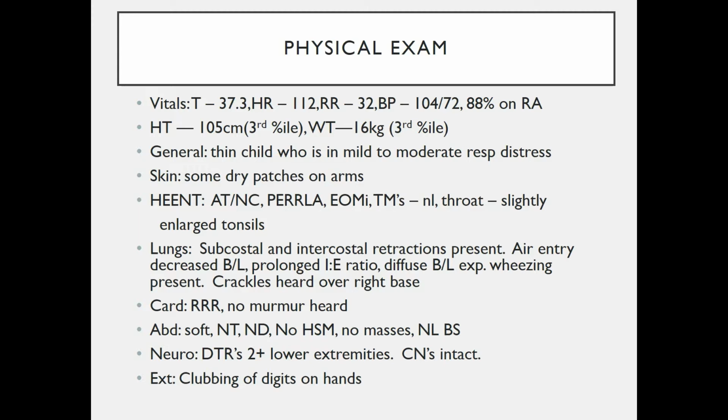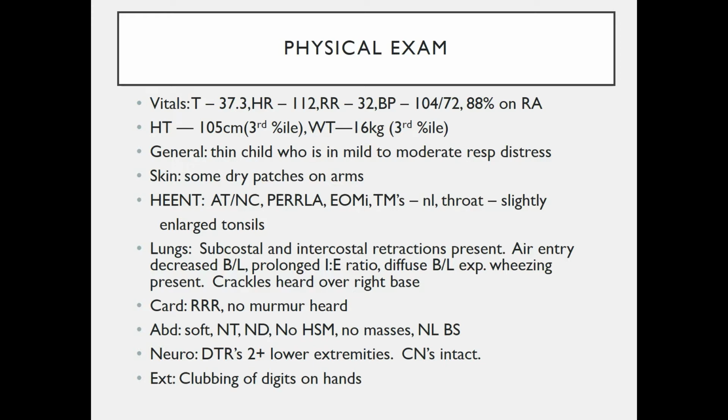On skin exam, he has some dry patches on his arms. His HENT is essentially normal, other than his throat having some slightly enlarged tonsils. On lung exam, he has subcostal and intercostal retractions that you can see. Air entry is decreased bilaterally. He has a prolonged I to E ratio, and also diffuse bilateral expiratory wheezing that you can hear. There are crackles that are heard over the right base as well.